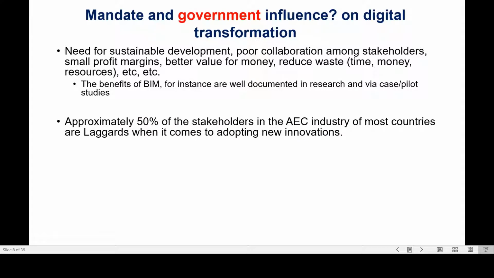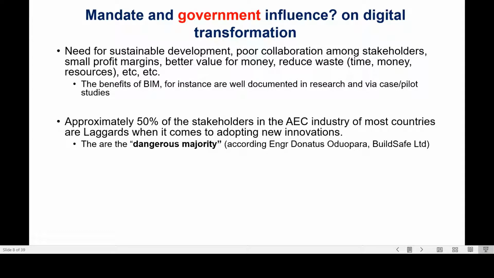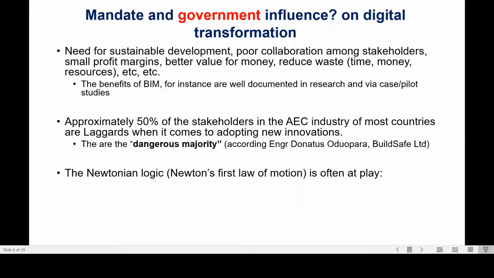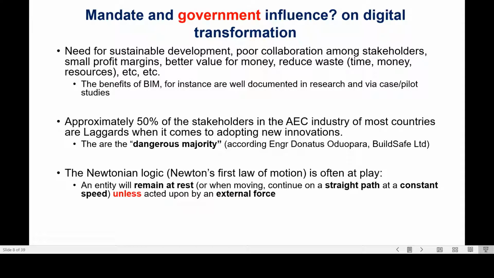But we know that 50% of the stakeholders in industry in most countries will be laggards when it comes to adopting new innovations, so there's going to be that resistance to change. These are called the dangerous majority, according to a friend of mine, Engineer Donatus. But governments especially, change agents, need to understand that something called Newtonian logic is always at play. Newton's law of motion says an object will remain at rest, or when it's moving, it will only move in a straight path at a constant speed unless acted upon by an external force.